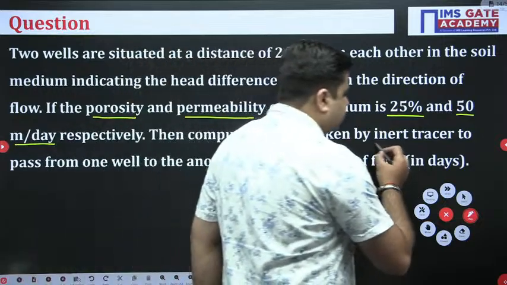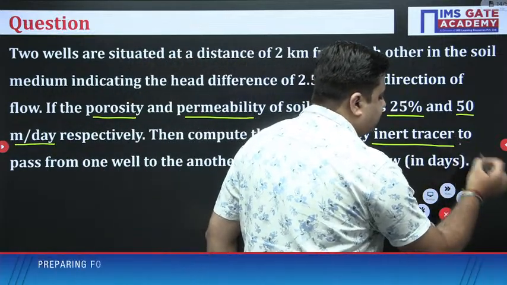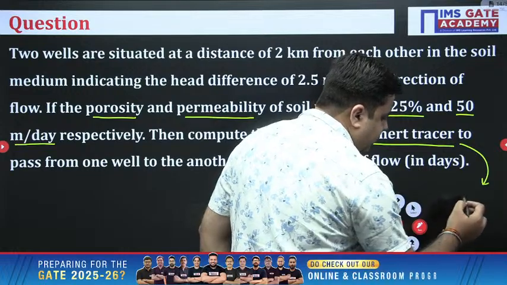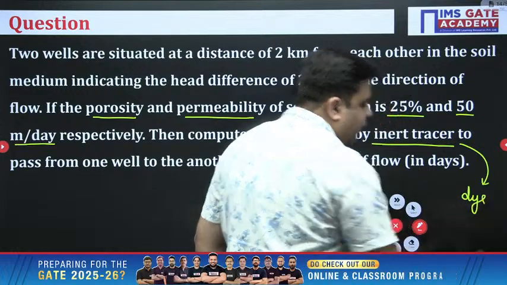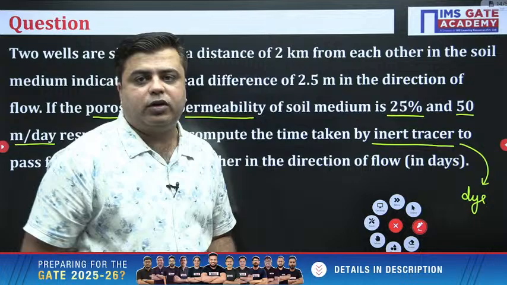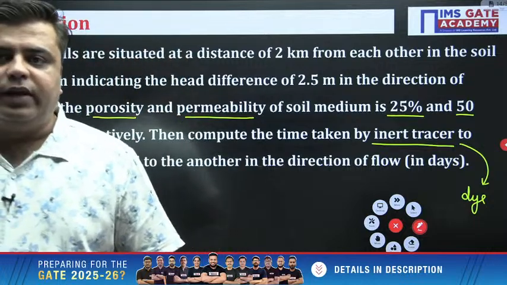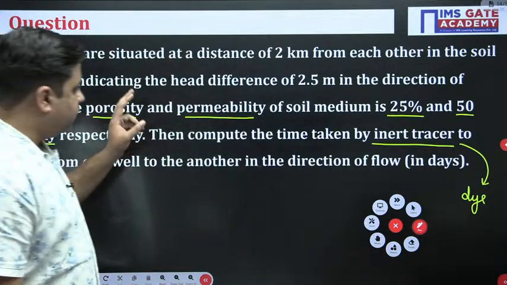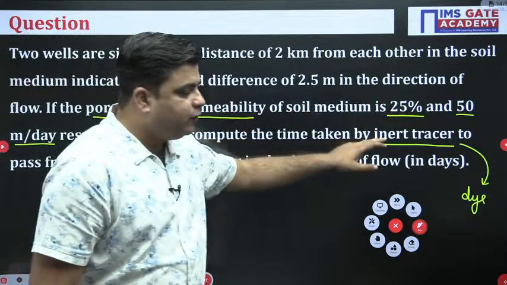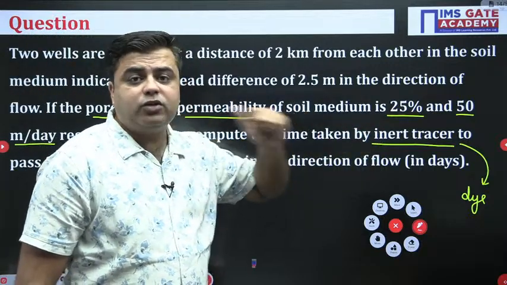Now sir, what is this? Inert tracer. Inert tracer is nothing but a dye. You can visualize this as a dye which does not get dissolved with the water. Very good, Kirti. Very good, Kirtan. So inert tracer is a kind of dye which does not get dissolved with water.